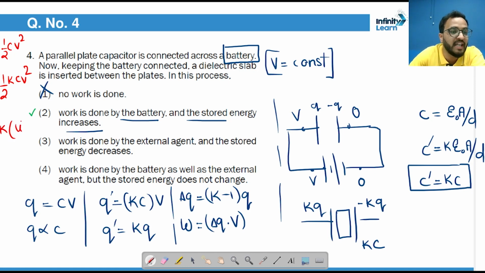So overall energy increases K times. Work is done by the battery, and exactly the work done by the battery goes in two places. One is increasing the energy of the capacitor, and second is in the form of heat in the resistance in the connecting wires. Did you get it? So obviously the second option is correct. If the second is correct, you don't need to go for the third and fourth option. If you have time, you can read and verify that they are also incorrect, right?